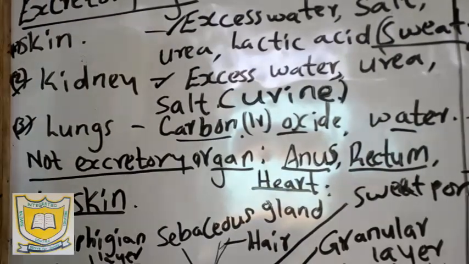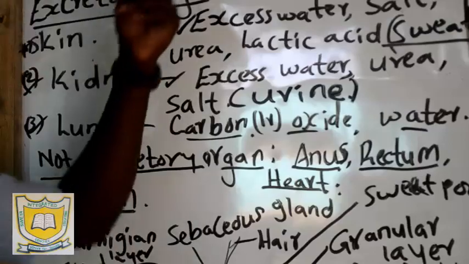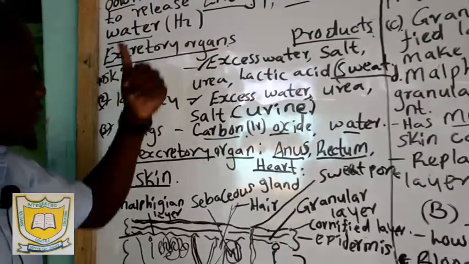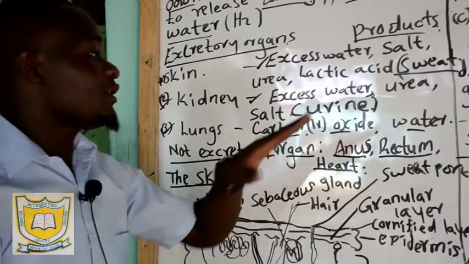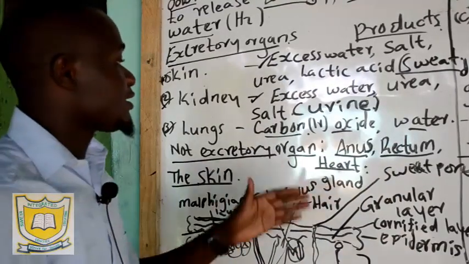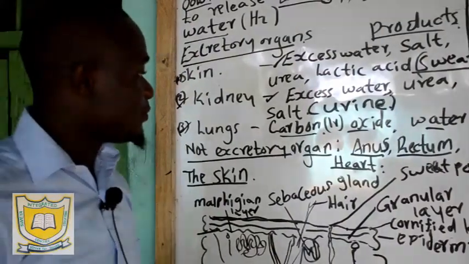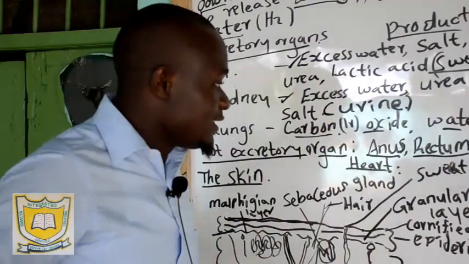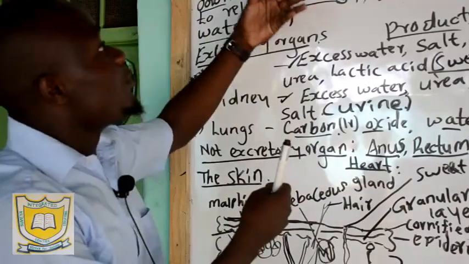The anus, the rectum, and the heart are not part of the excretory system, or not part of the excretory organs. Now why is it that the anus and rectum are not part of the excretory organs? The two are part of the digestive system. These ones release the remains from digestion, but not the remains from excretion.